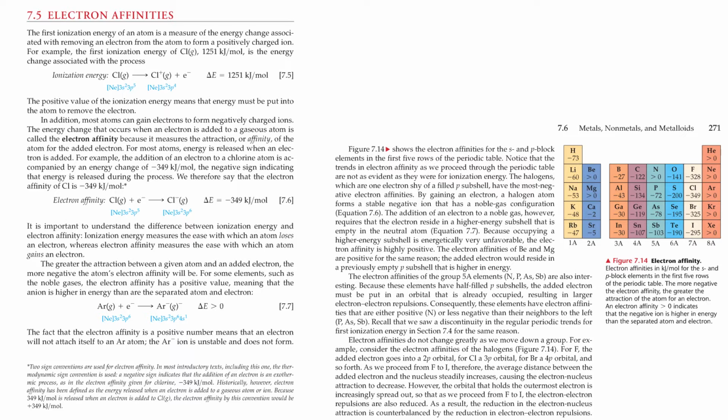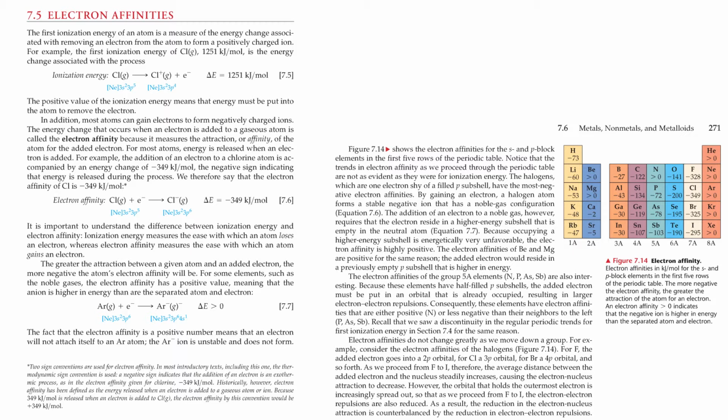The greater the attraction between a given atom and an added electron, the more negative the atom's electron affinity will be. For some elements, such as the noble gases, the electron affinity has a positive value, meaning the anion is higher in energy than the separated atom and electron. The fact that electron affinity is a positive number means that the electron will not attach itself to an argon atom. The argon ion is unstable and does not form.